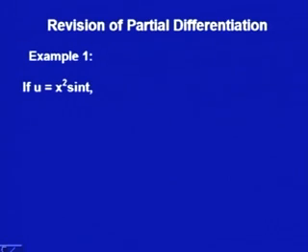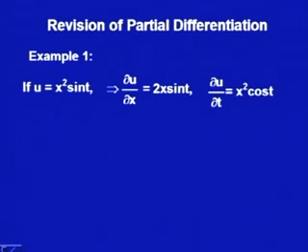We know we can write its partial derivative with respect to x, that means we treat t as constant, and the derivative of x square is 2 times x, and sin t is treated as constant. Similarly, if I want the partial derivative with respect to t, I get x square into cos t. Here x is treated as a constant and the derivative of sin t is nothing but cos t.